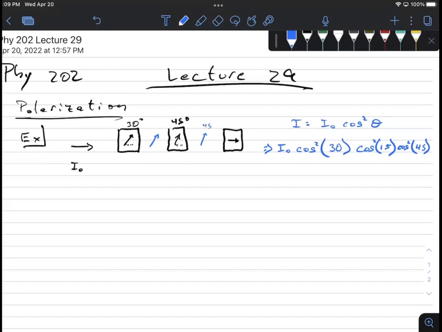My light has now made it all the way through. It started horizontally and made it through the first, then the second, then the third, and I'm now all the way through. And so to figure out the intensity of the light that makes it through, all I have to do is multiply these terms out. Now, before I do, are there any questions about these numbers? How I got these angles or anything like that?